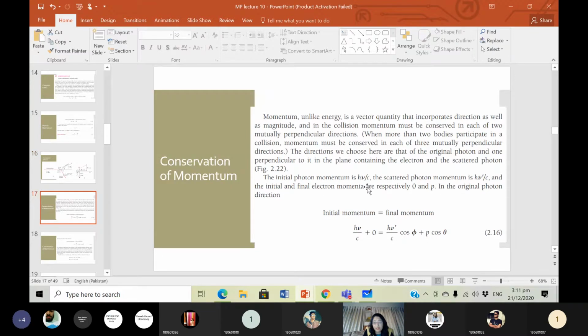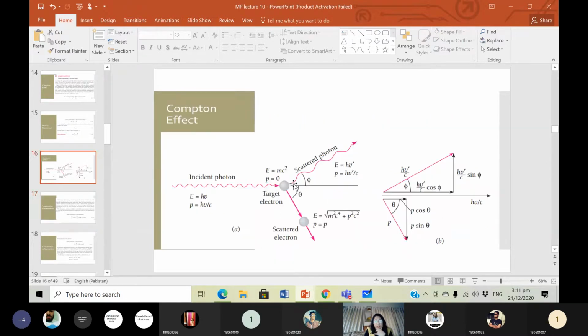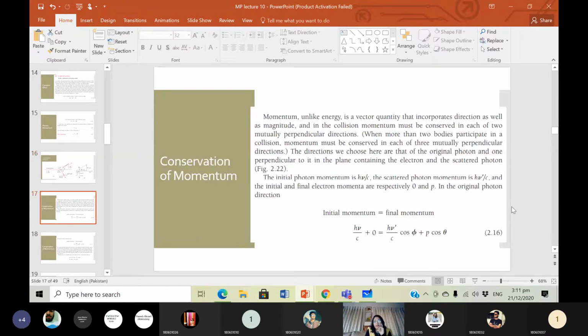So the initial photon momentum is h nu over c, okay? The scattered photon momentum is h nu dash over c. And the initial and final electron momenta are 0 and p. As you can see over here, the initial momentum of the electron is 0 because it was at rest, and the final momentum is p. So along the original photon direction, which is the x direction, the initial momentum is equal to the final momentum due to conservation laws.